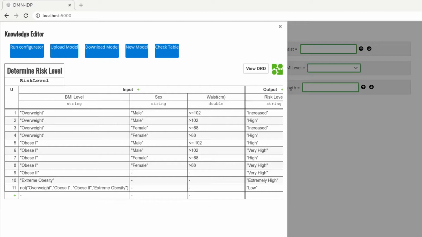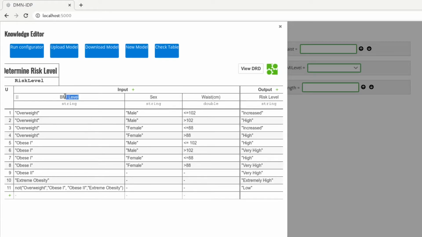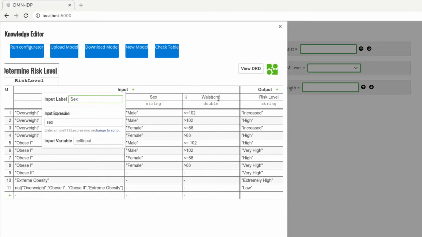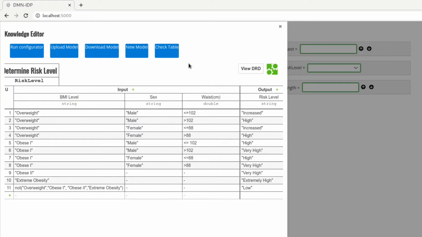This is done based on their BMI level, based on their sex, and based on their waist. For example, in this table, if a patient is overweight and they're male and they have a waist over 102 centimeters, then they have a higher risk level.